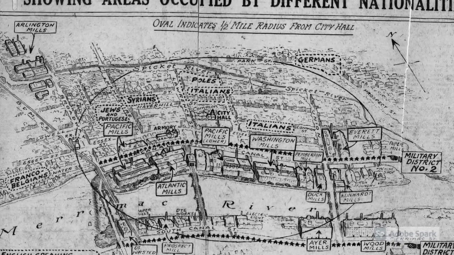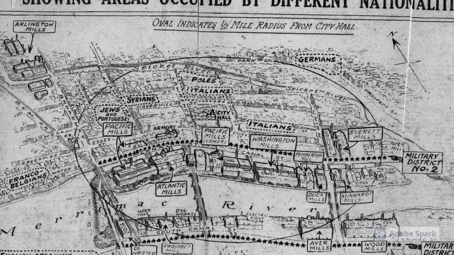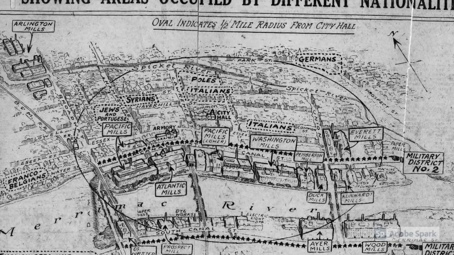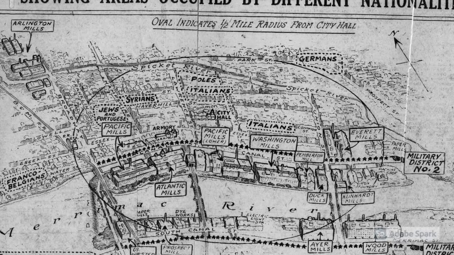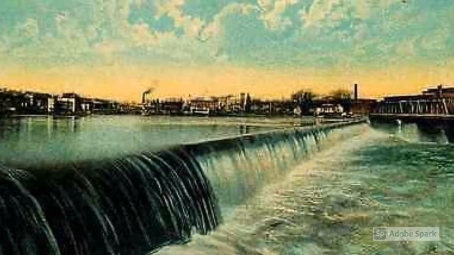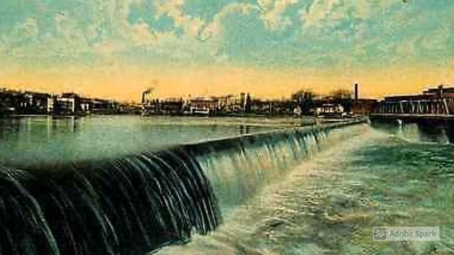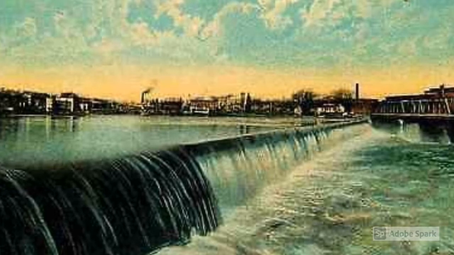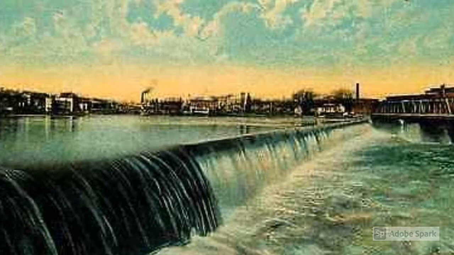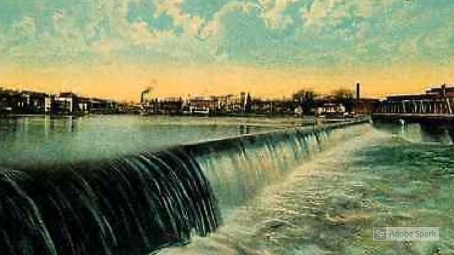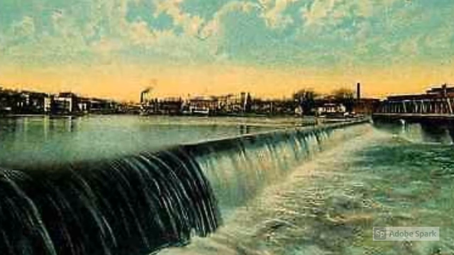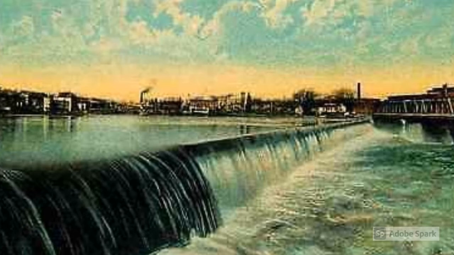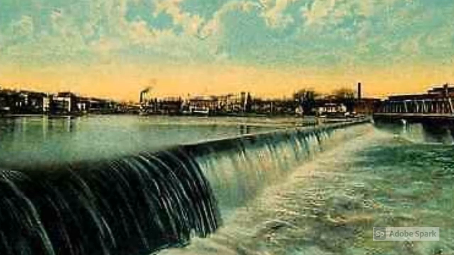And so you can see on this map all of the different groups that were sort of segregated according to their nationality. The mills depended on energy that was drawn by the dam. This is the Great Stone Dam, or the Lawrence Dam. Construction on this was started in 1845, and the dam feeds 2 canals, the North Canal and the South Canal.